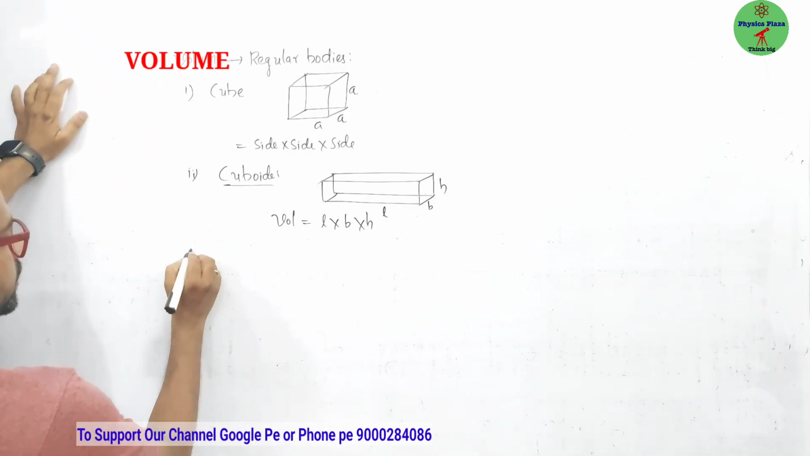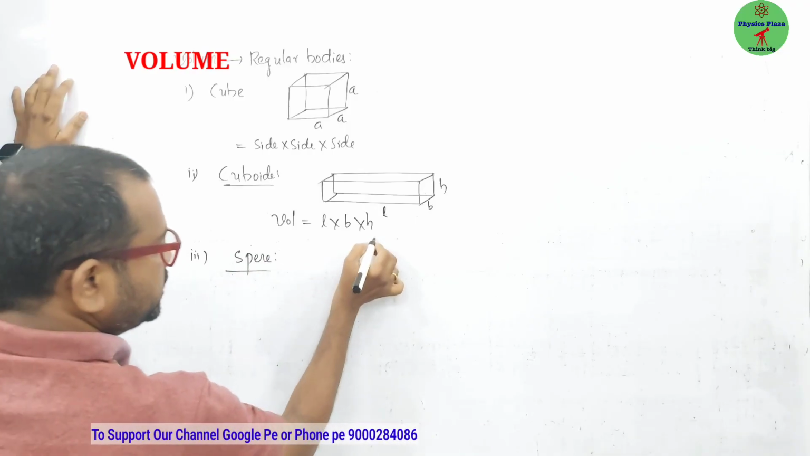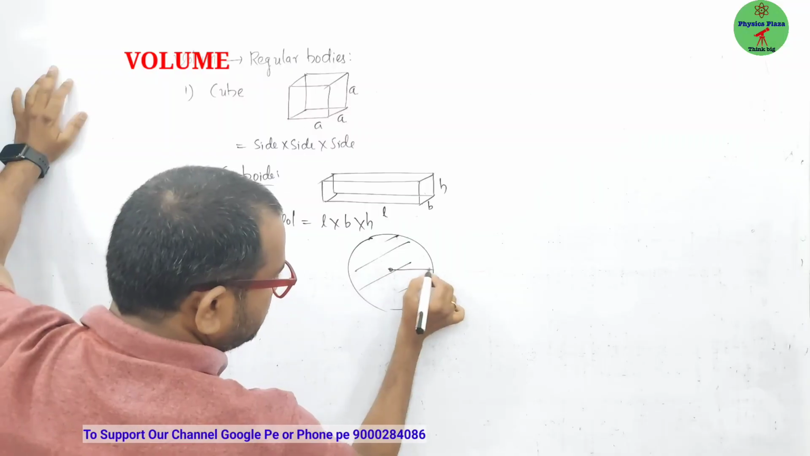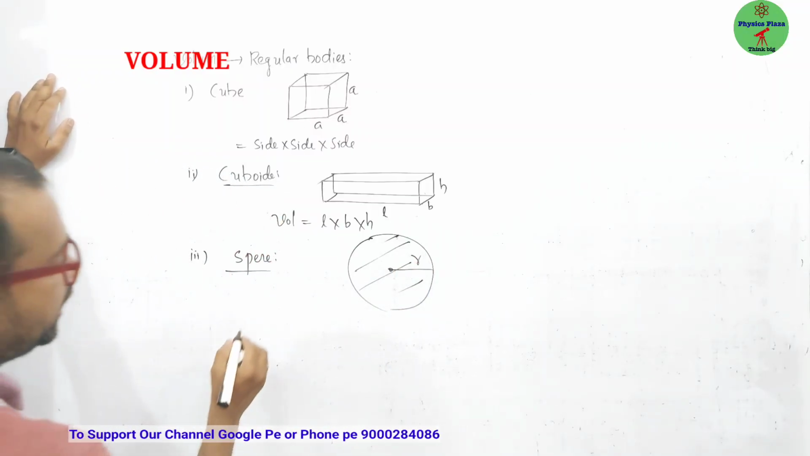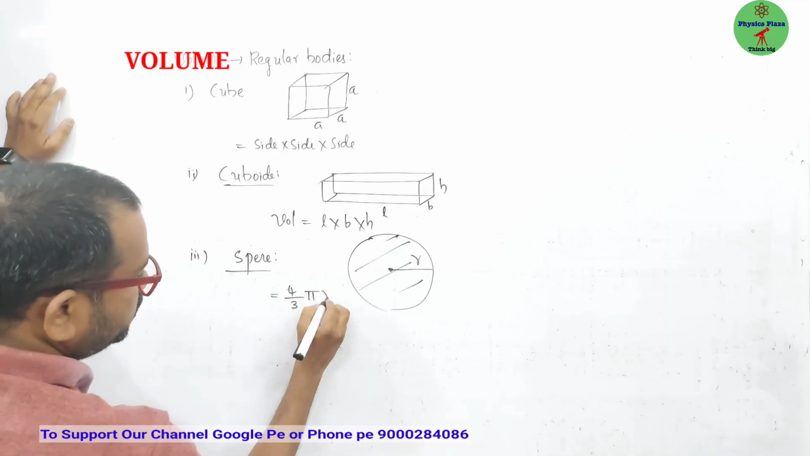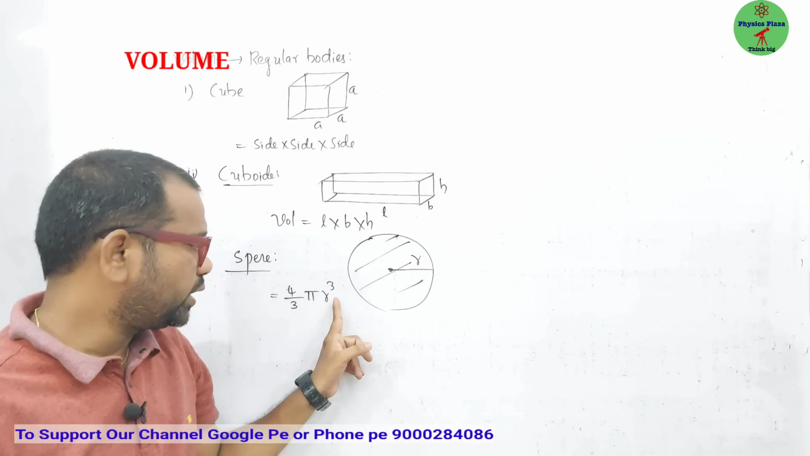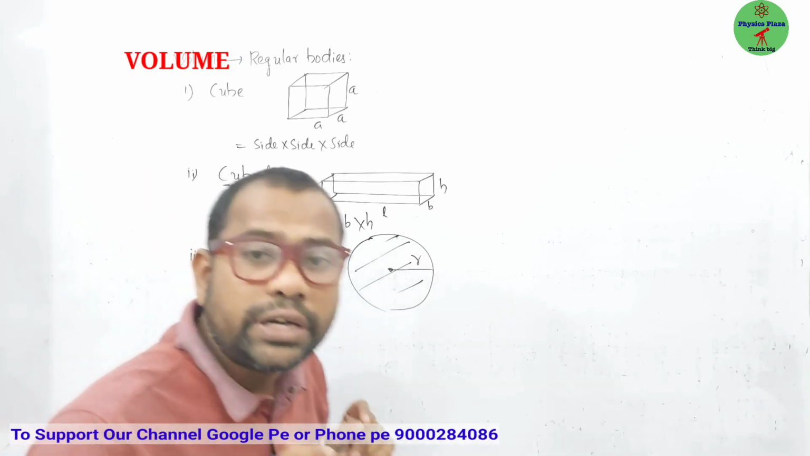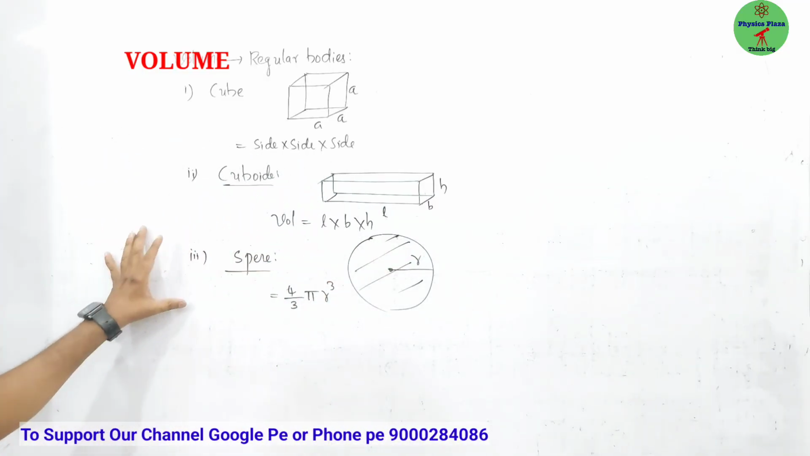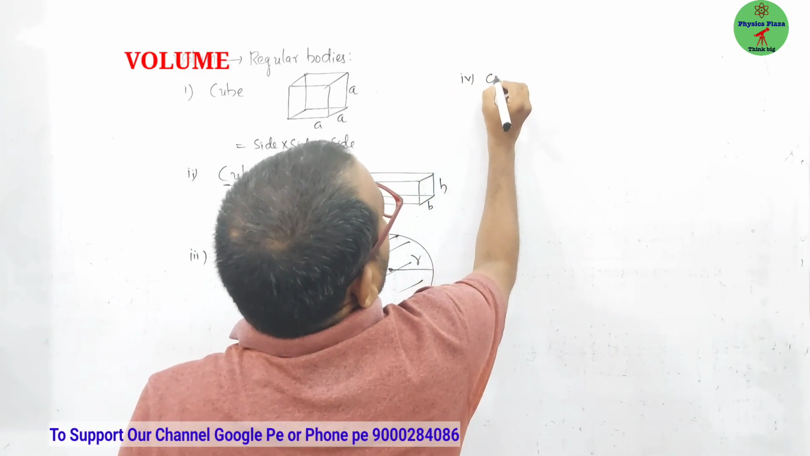Next, let us take a sphere, children. A three-dimensional sphere, like a ball you can imagine. It has some radius. So the volume of the sphere will be 4 by 3 pi r cube. As I told you, the r value will be given. You substitute here. Pi you can take as 22 by 7, that is 3.14. So this is the volume of the sphere. Next, cylinder.